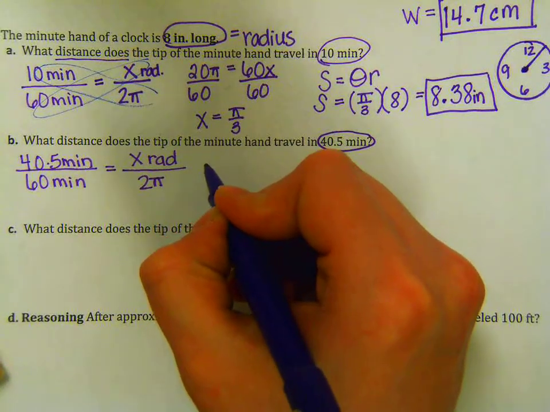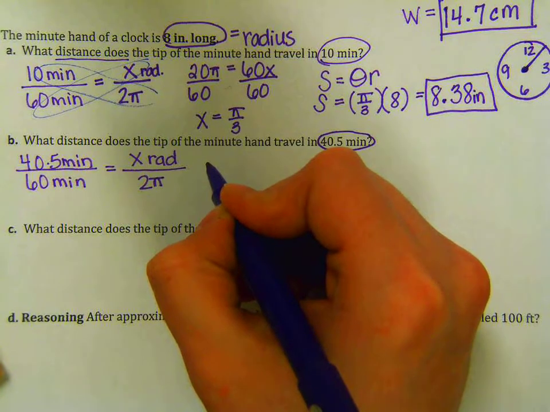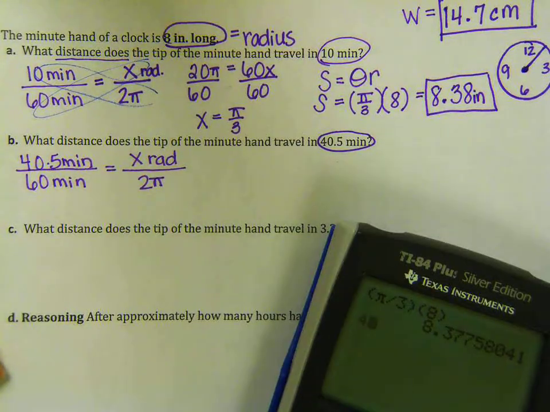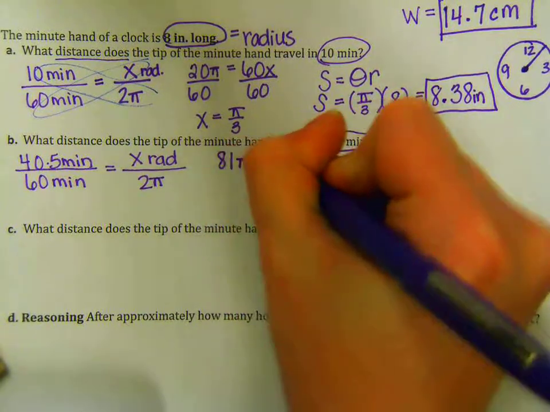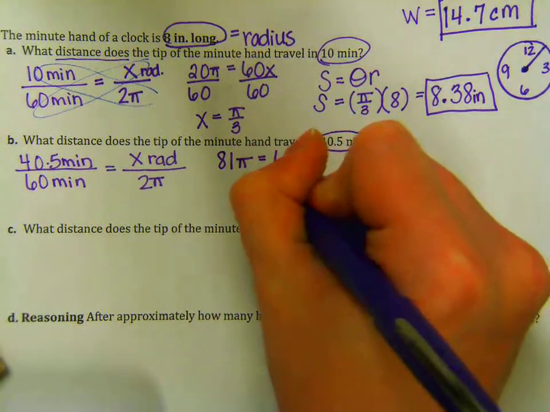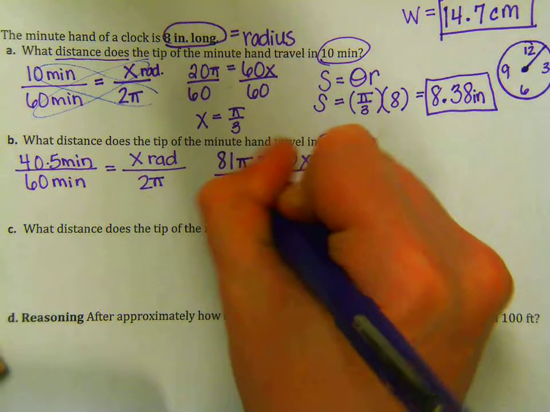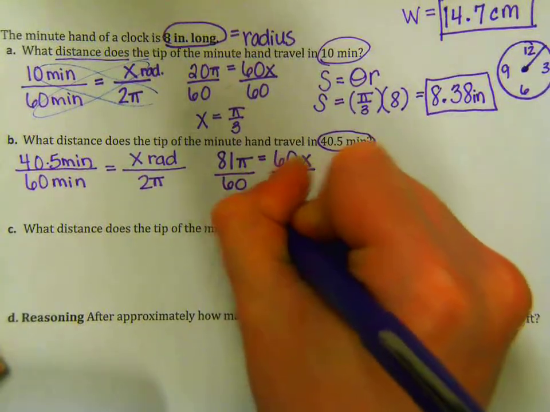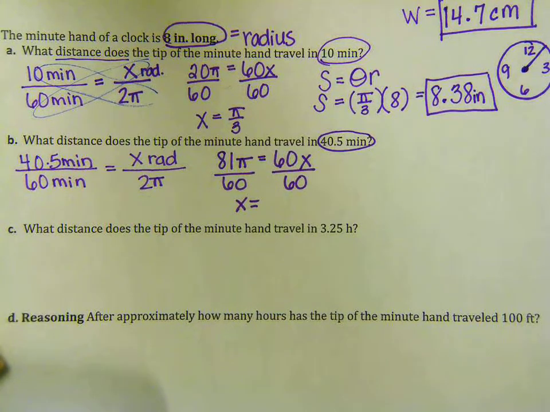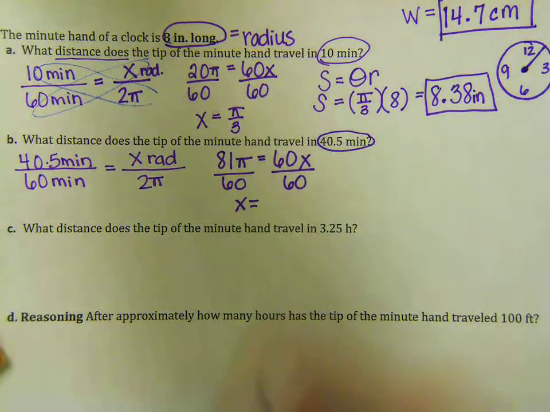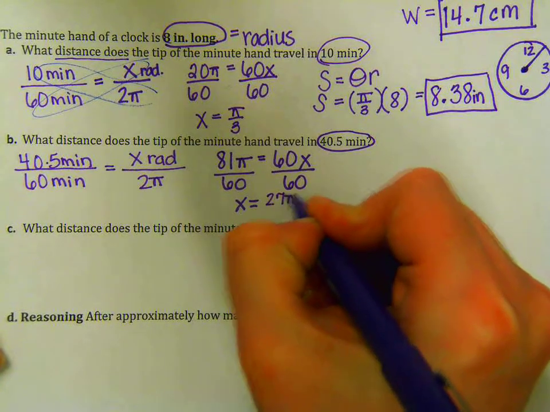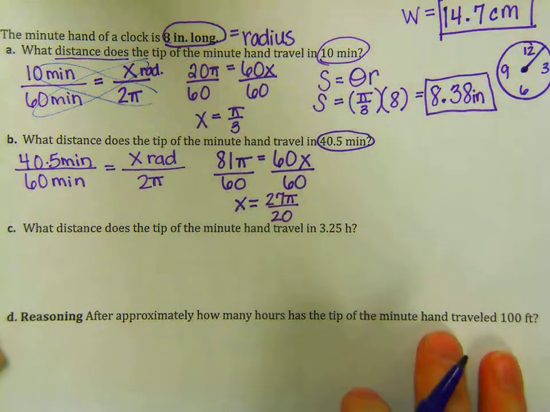So 40.5 times your 2 pi, put that in your calculator. You have 81 pi is equal to 60x. You're dividing both sides by 60, just like we did before. And x equals, remember, I'm reducing 81 over 60. 81 divided by 60, math, enter, enter. 27 pi over 20. So 27 pi over 20 is my radian measure.